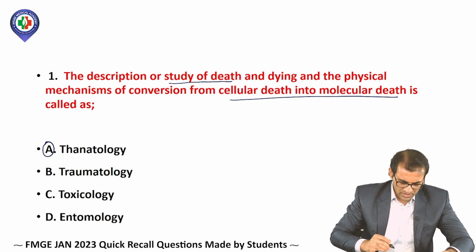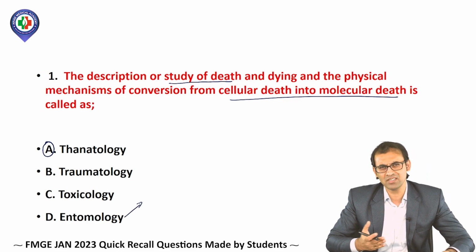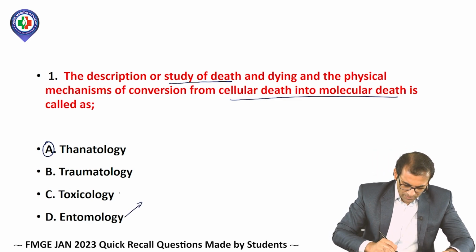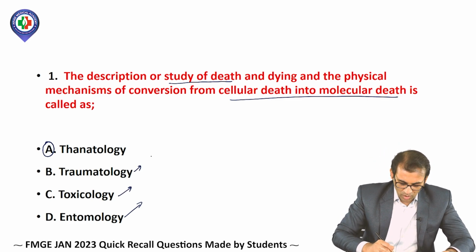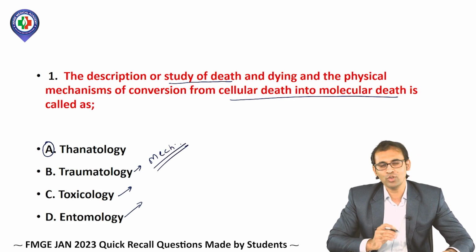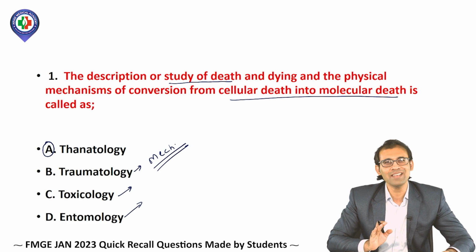What about other options? When I see option D, entomology is what? A study of insects. Option C, this is all about poisoning. And option B, this is all about mechanical injury, right? So the study of death is called as thanatology. One-liner question. Direct question.